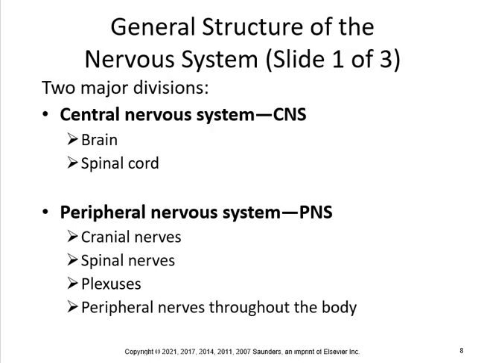So here's a good breakdown of the two major divisions. You have the central nervous system, which is your brain and your spinal cord. Then you have the peripheral nervous system, which is your cranial nerves, your spinal nerves, your plexuses, such as the brachial plexus, and then peripheral nerves throughout the body, like L1, L2, L3, L4. So the cranial nerves carry electrical impulses between the brain and the head and the neck. Spinal nerves carry impulses between the spinal cord and the chest, abdomen, and your arms and legs.